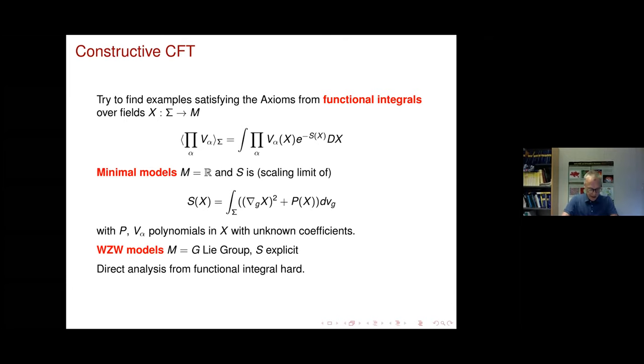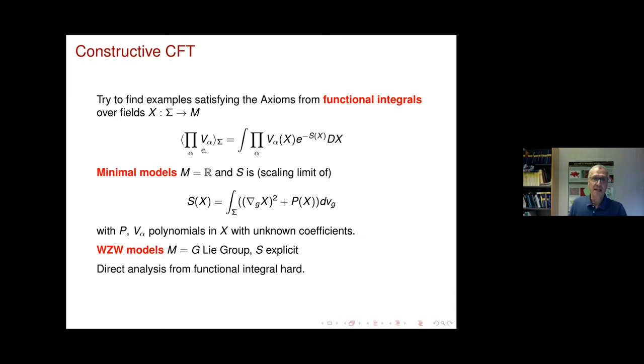Okay, so that's the end of the axiomatic part. You put some of these axioms, but basically the operator product expansion. You come up with the idea of structure constants and spectrum, and then you try to find them one way or the other. The constructive approach, of course, would be a bit different, at least historically. So you try to find examples satisfying axioms by functional integrals.